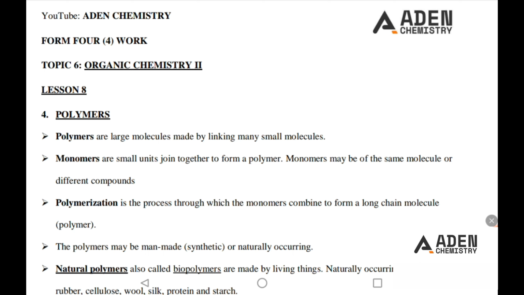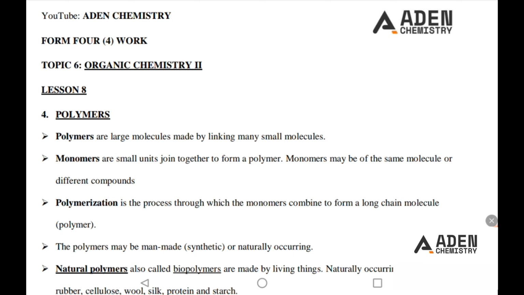So next, what are monomers? Monomers are small units joined together to form a polymer. Monomers may be of the same molecule, that means they can be identical monomers, or of different compounds.